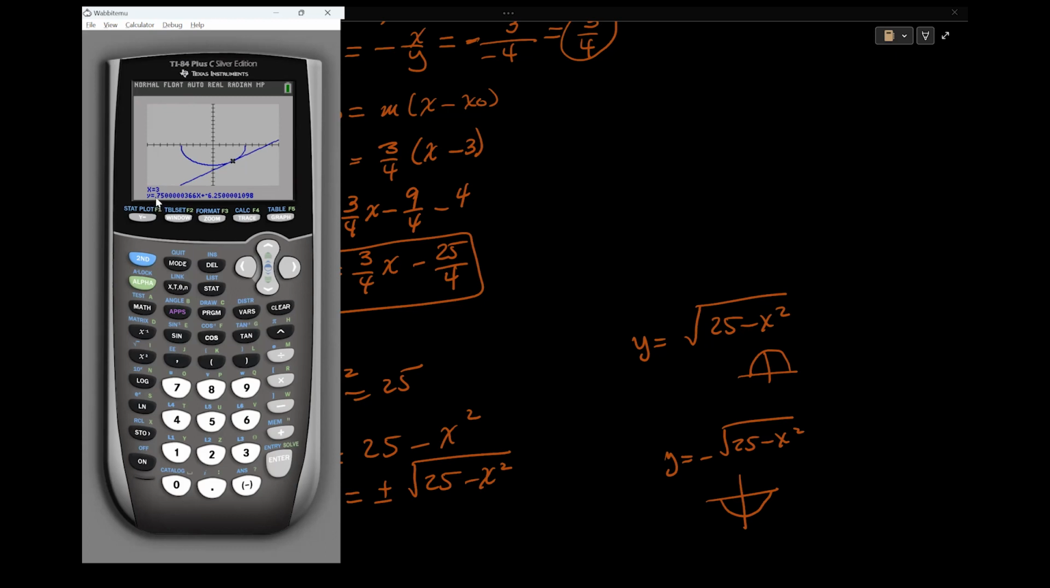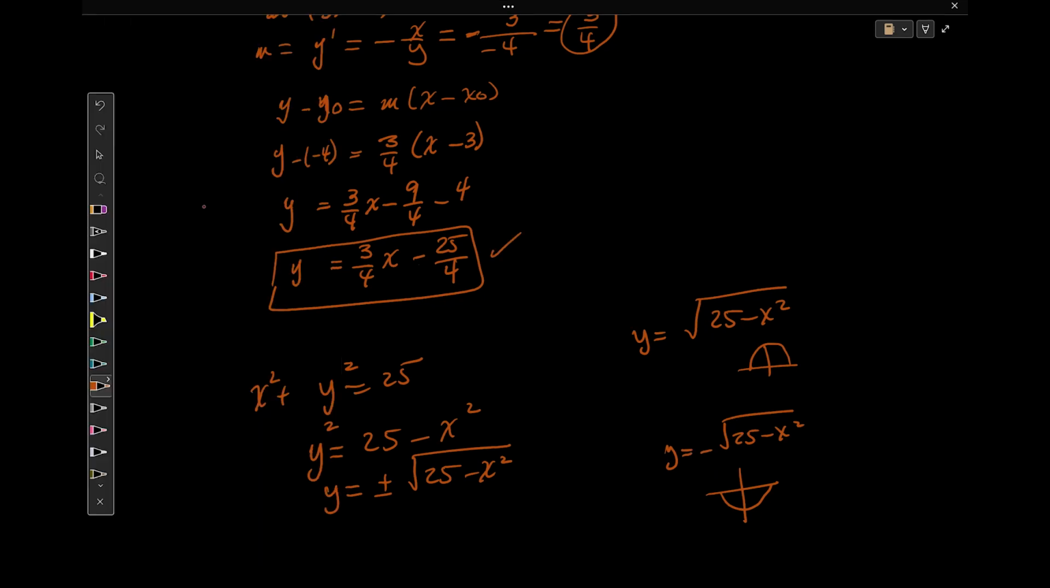And again, it's 3/4 right here. I have part of the equation showing, minus 25/4, which is 6.25. So this one also checks out. Okay, so that's how we do it.